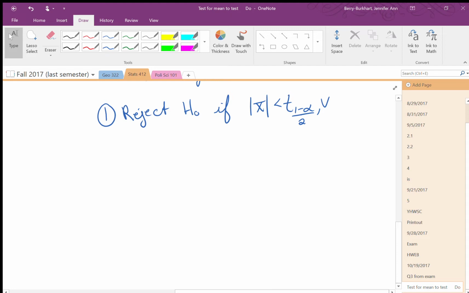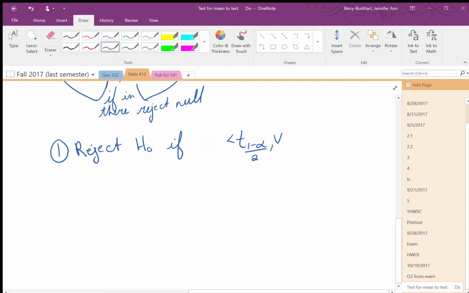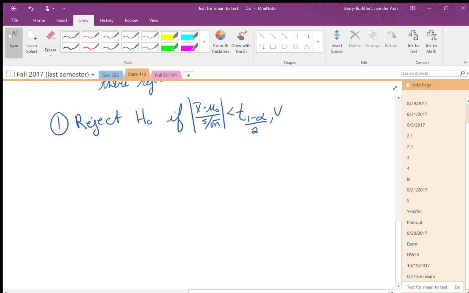See all that? Okay, I see what you did there. Oh, not x bar. Oops. What should I have written here? It would be x bar minus mu naught. No, here it's going to be, because I was thinking I was back in the other scale.